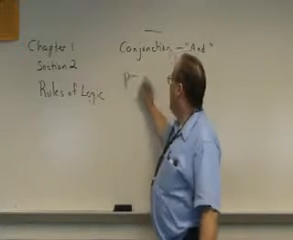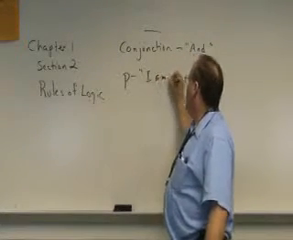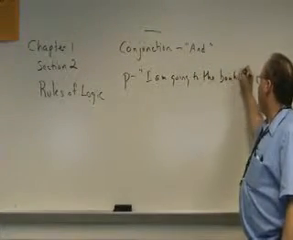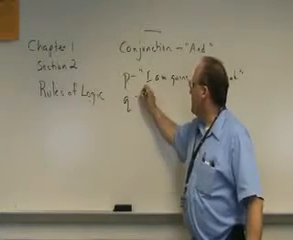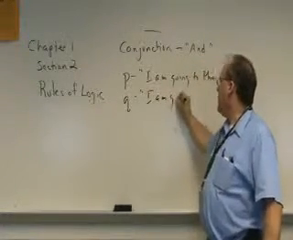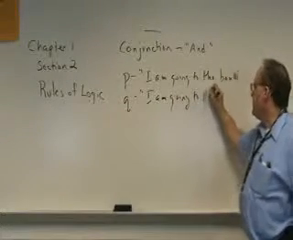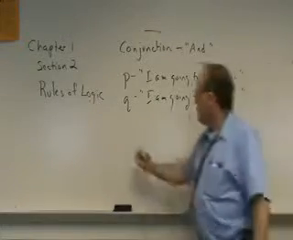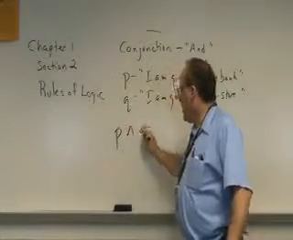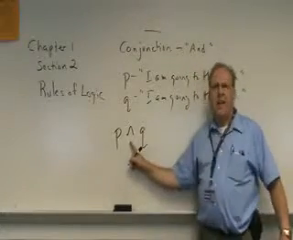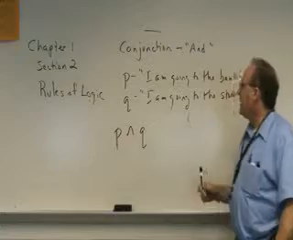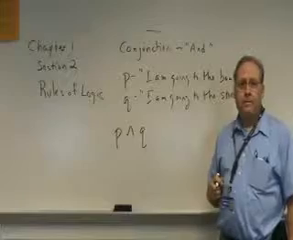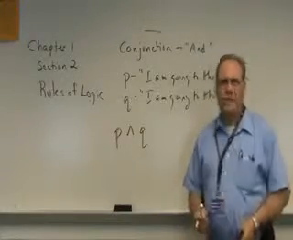And so if P is I am going to the bank, and Q is I am going to the store, okay? P and Q. See how that almost looks like an A and, okay? P and Q would be, I'm going to the bank and I'm going to the store. Now, how would you determine truth value for this sort of thing?